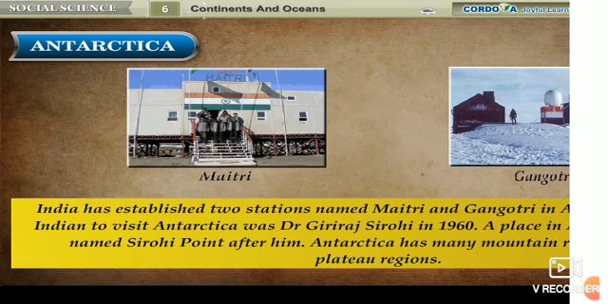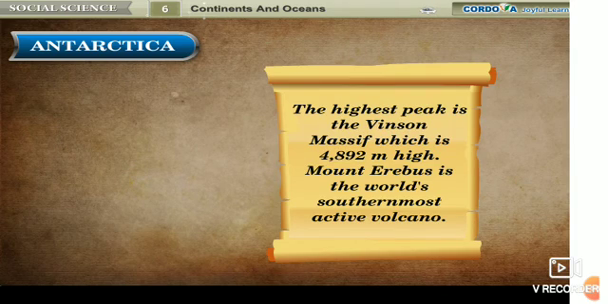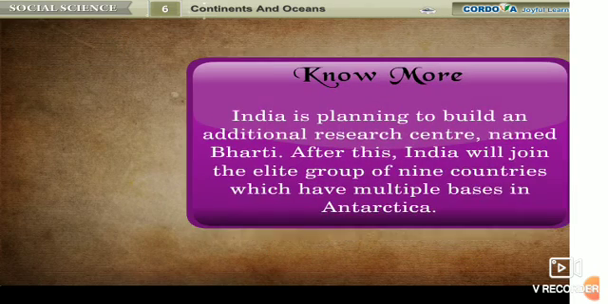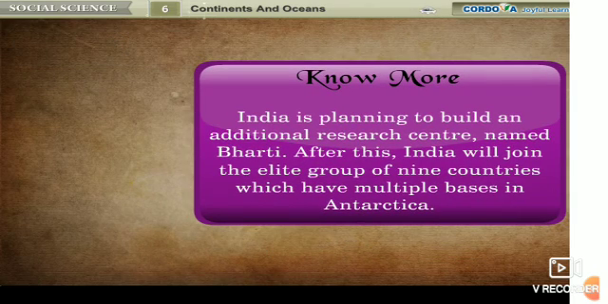Antarctica has many mountain ranges and vast plateau regions. The highest peak is the Vinson Massif, which is 4,892 meter high. Mount Erebus is the world's southernmost active volcano. India is planning to build an additional research center named Bharati. After this, India will join the elite group of 9 countries which have multiple bases in Antarctica.